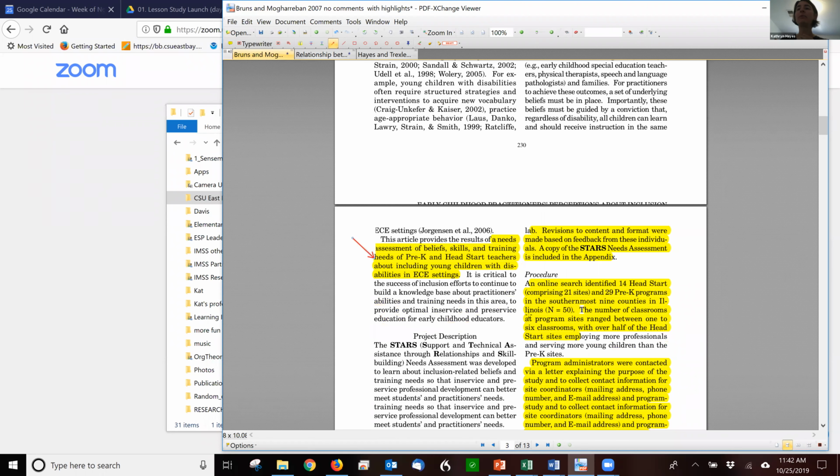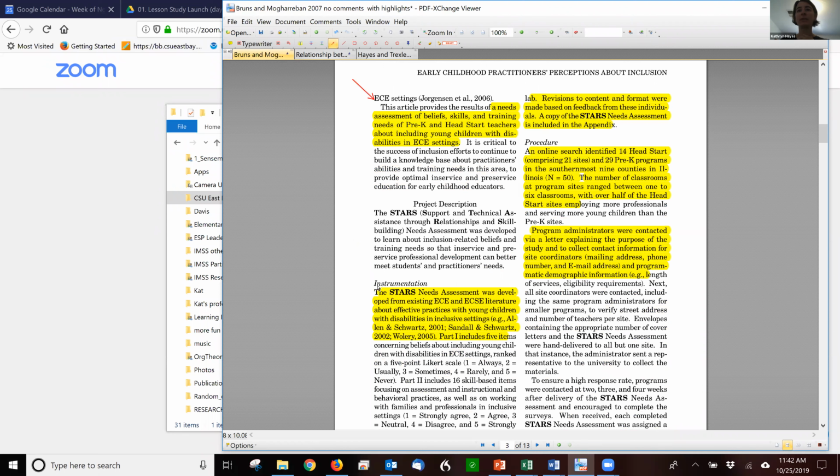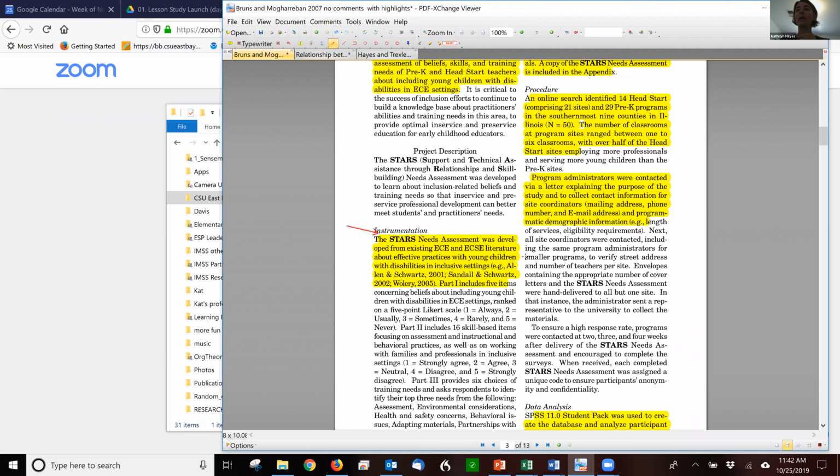Now, as we move down, there's this word instrumentation. That's a really good clue that they're going to describe the instrument, and that's where we're going to look for the validity of the instrument, all right? In this case, they don't use any good clue words like validity. They just talk about how it was developed, but that is part of content validity.